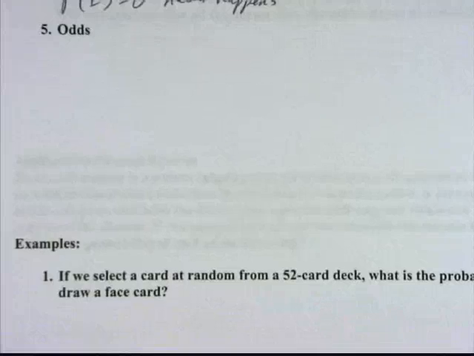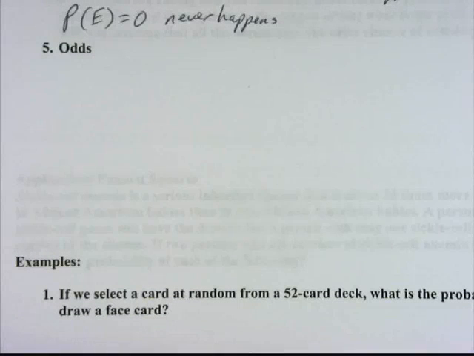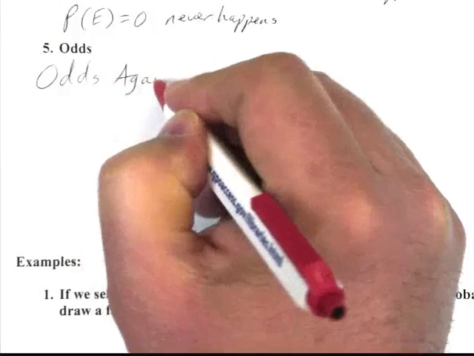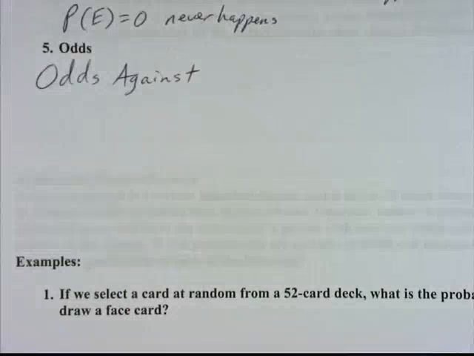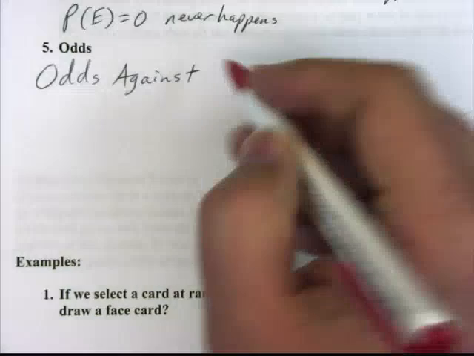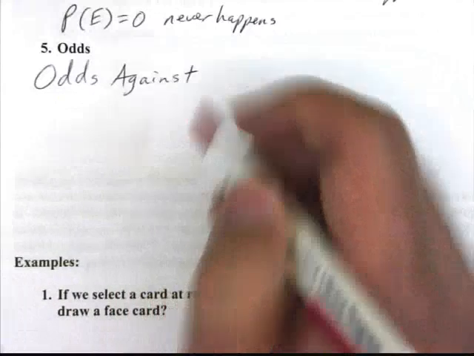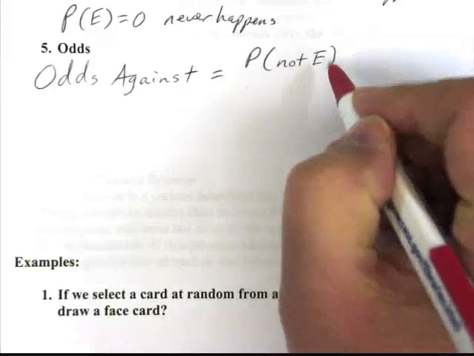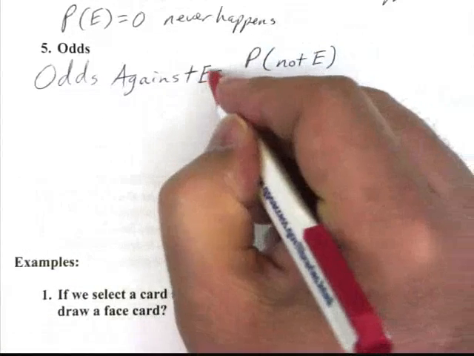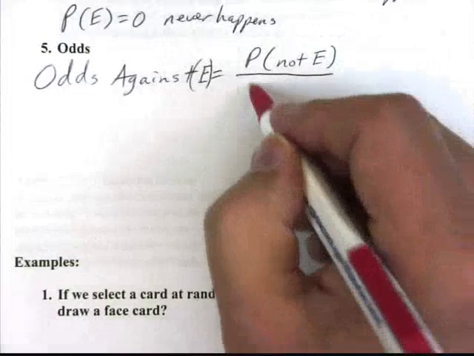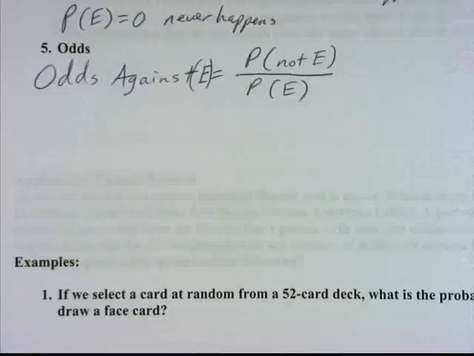Now the last thing we want to talk through as we get through these basic ideas is the idea of odds. And there's 2 kinds of odds that you can look at. The first, and the one that's used most often, is the odds against. And people get odds and probability mixed up quite often. But there is a relationship. The odds against something happening, say event E, are the probability that E doesn't happen over the probability that E does happen.